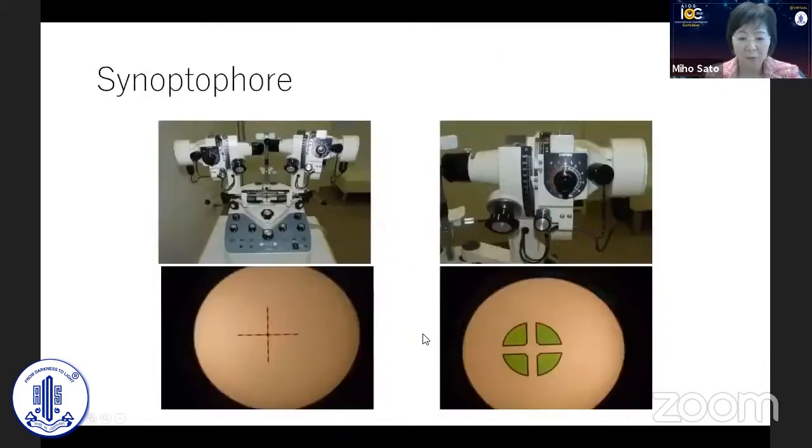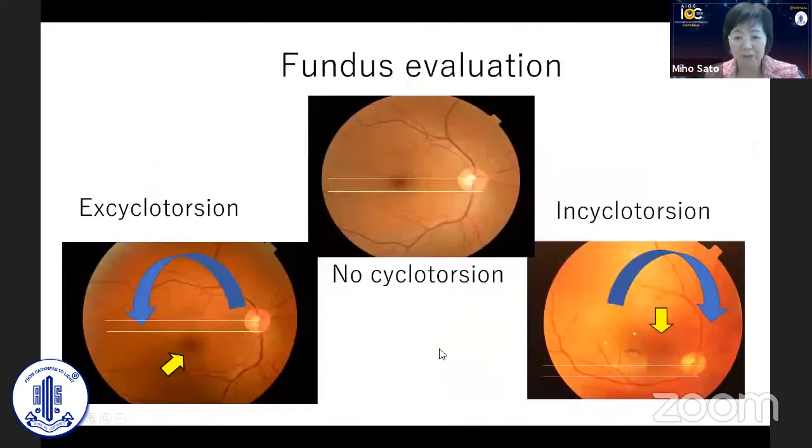This is a synoptophore. We use this for measuring the 9 gaze positions of cyclotorsion. Also, fundus photos are useful to evaluate the torsion. When the fovea locates below the line of the optic nerve head, it means excyclotorsion. And when the fovea locates higher than the center of the optic nerve, it means incyclotorsion.